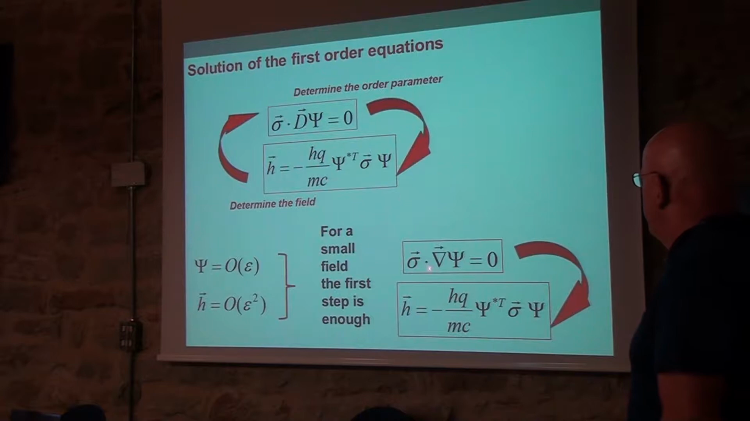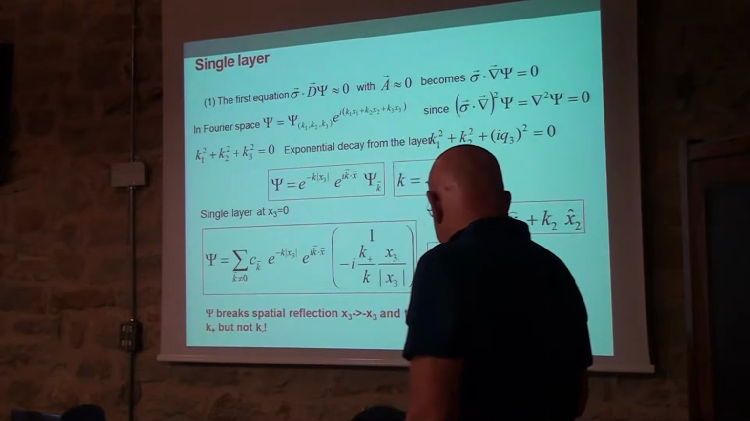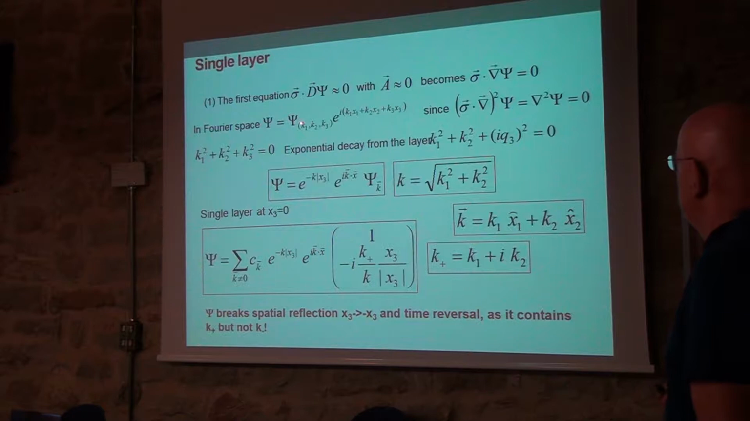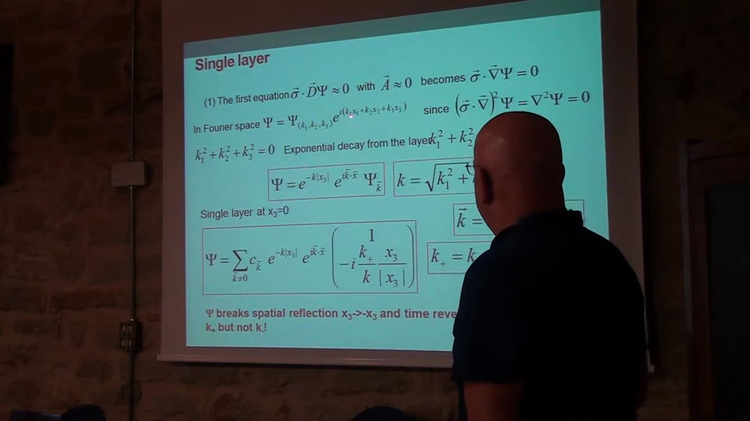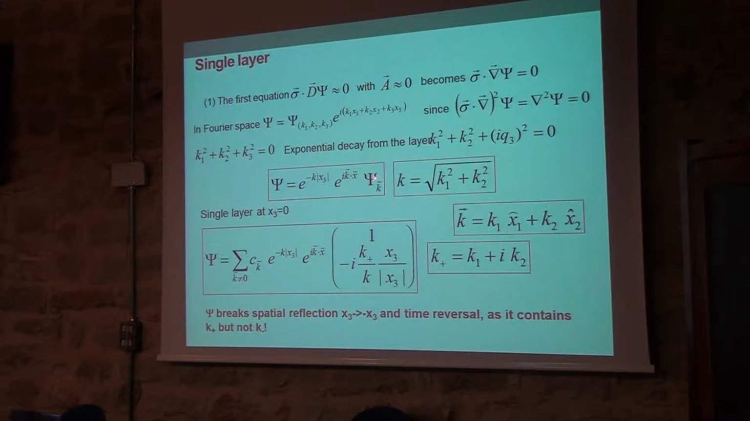In other words, I solve this equation here with the gradient and plug in here to obtain the local magnetic field. I'm thinking of an expansion in terms of an epsilon parameter. The order parameter is very small and the local magnetic field is epsilon squared. So, we could go through this, but at a glance, this is a solution for a single layer. If you take Fourier space, k1, k2, k3, you get that this is equal to zero, so one of them has to be complex. This is what I mean by layered solution, which has to have this form here.